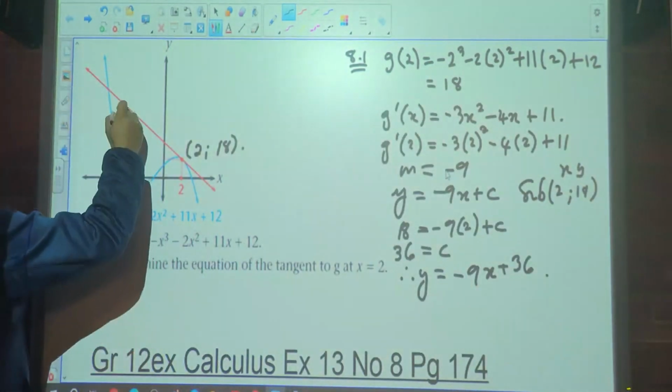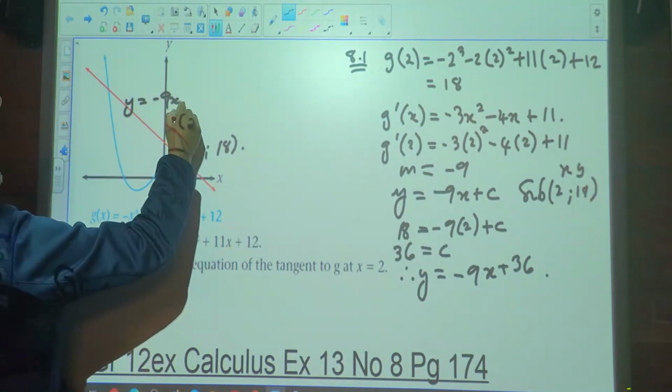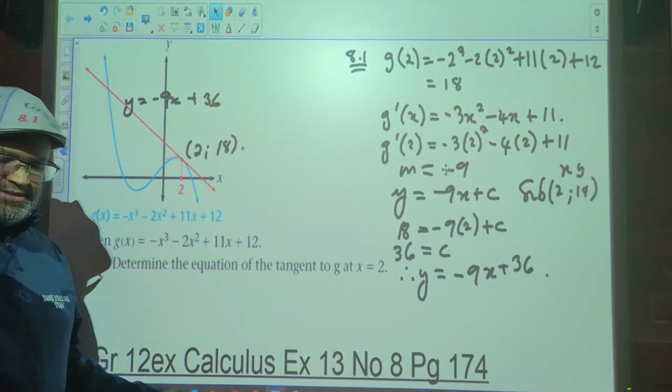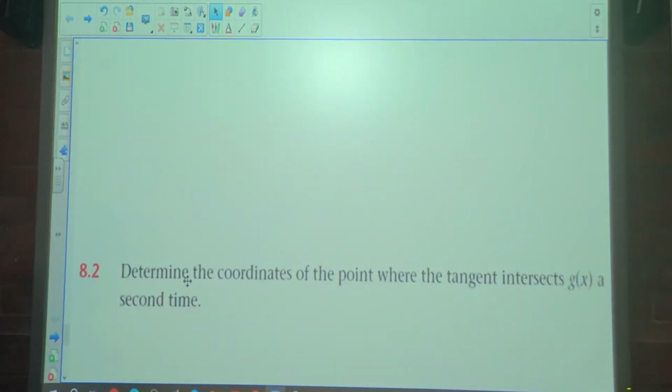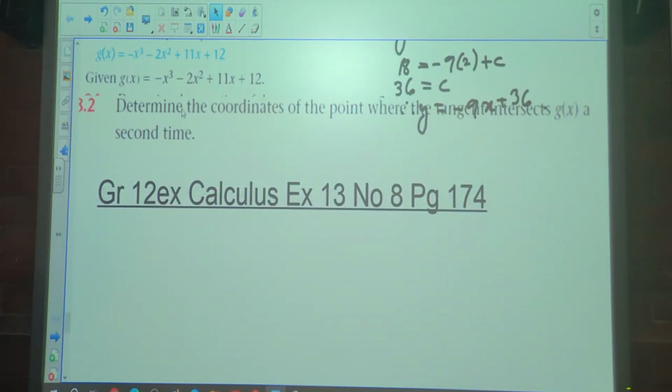The sum is worth 4 marks. Okay, so please learn it. Know how to do it. Okay, it's negative 9x plus 36. Next question, we are told to determine the coordinates of the point where the tangent intersects g for the second time.